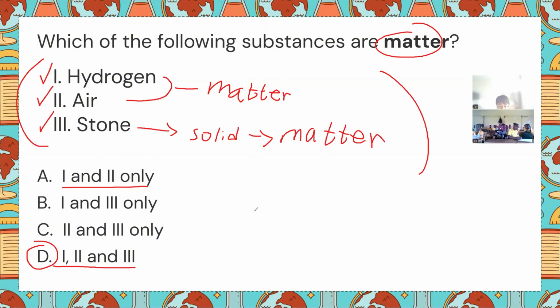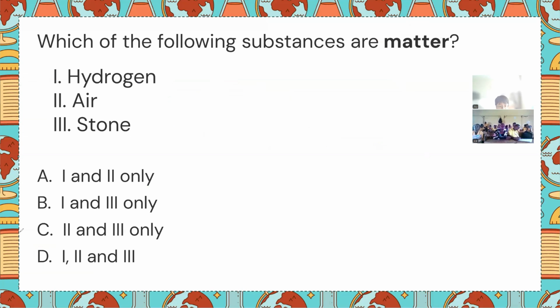So everything around us that we can see and touch are matter. So it's all of the above. And the answer is D.